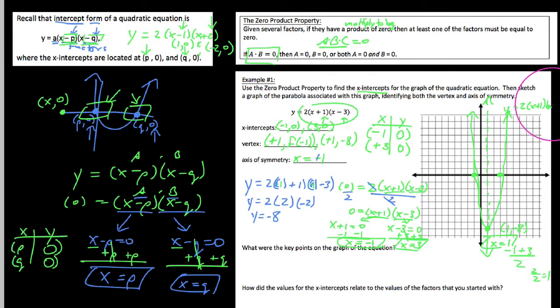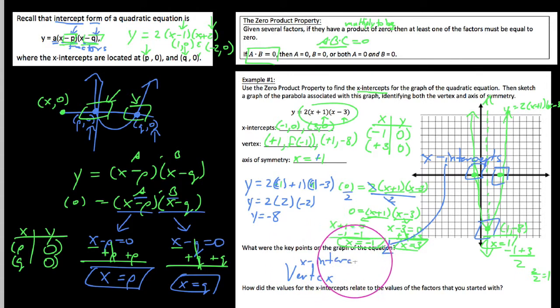So a few things before we sign off on this video, I want to point out, or at least question. It says, what were the key points on the graph of the equation? Well, the key points here are these two x-intercepts. We say the x-intercepts are definitely key points. I would write that right there. And then also the vertex. The vertex and the x-intercepts.